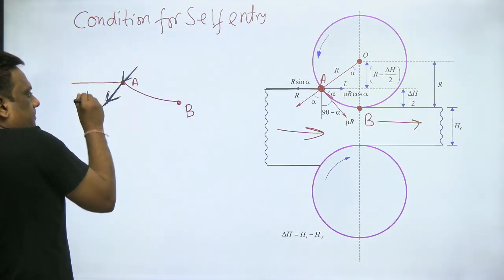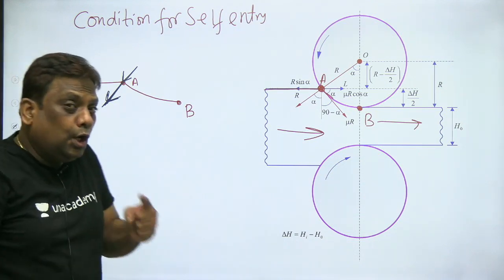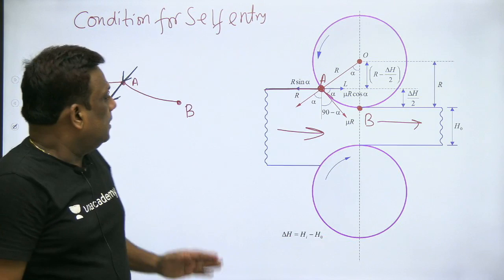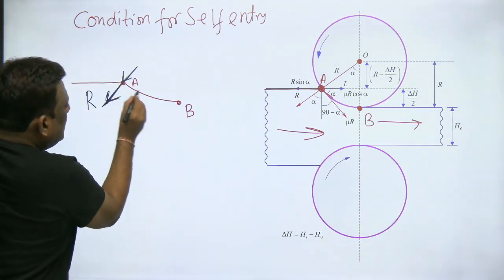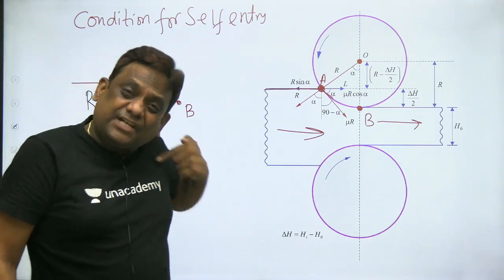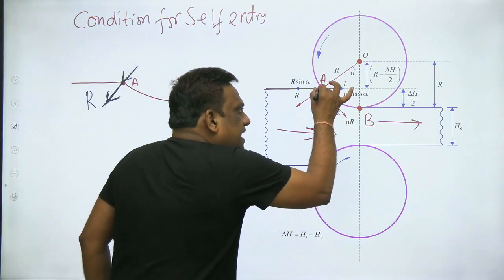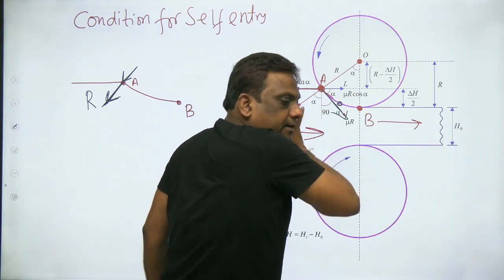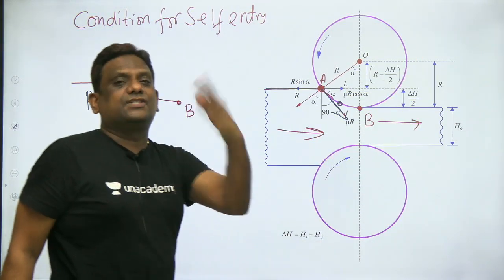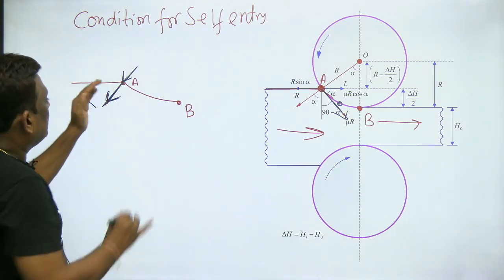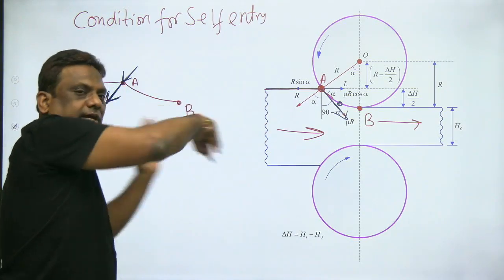ओके, दिस इज आर. आई टोल्ड यू इन माई earlier, I mean the first rolling video. From entry to the neutral point, the frictional force will be in the direction of roll. I repeat, from entry to the neutral point, the frictional force is in the direction of rolling. But after the neutral point, it is different. So I am showing at the entrance, the frictional force will be in the direction of rolling.